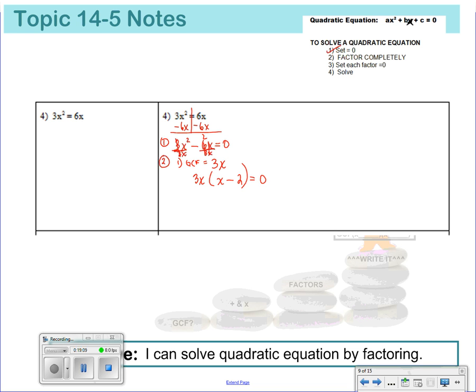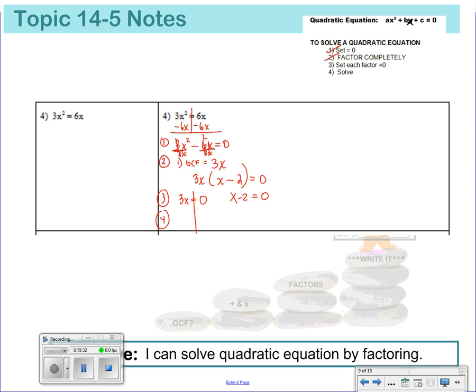So I cannot factor anymore because look inside the parenthesis, there is no squared term. It is raised to the power of 1. That means I cannot factor anymore. We're going to set each factor equal to 0. That's step 3. So we'll take 3x, set it equal to 0, and then x minus 2, set it equal to 0. And then my last step is to solve.